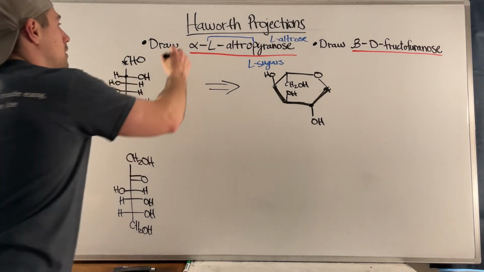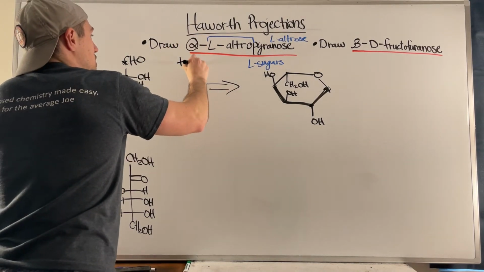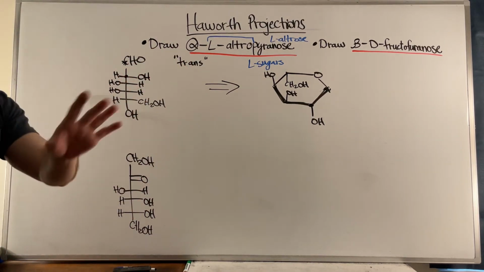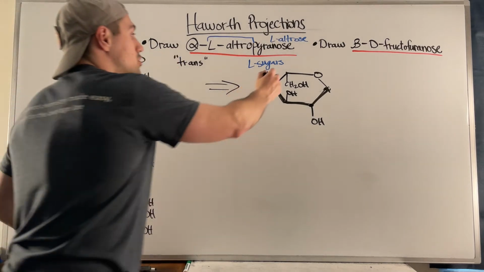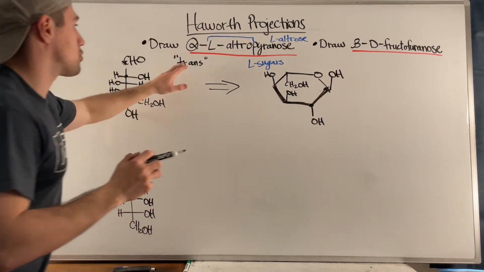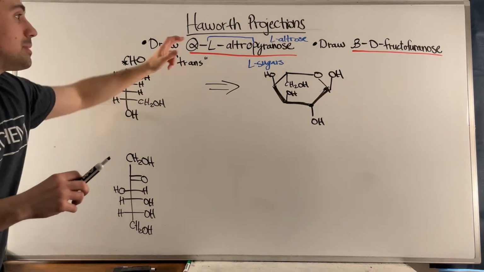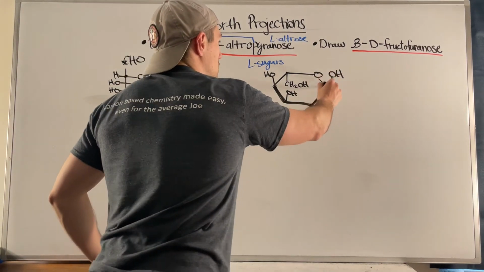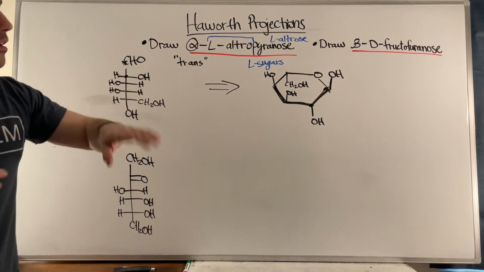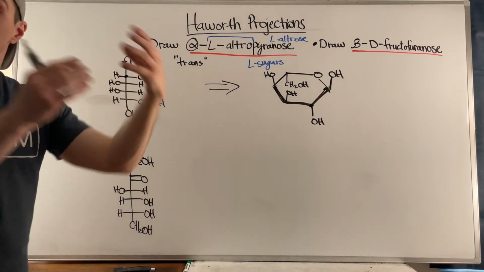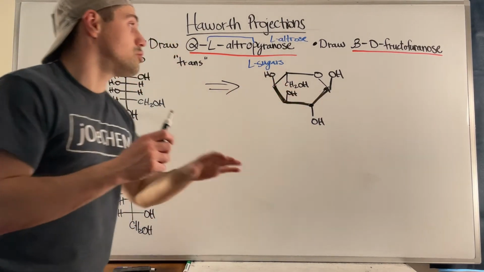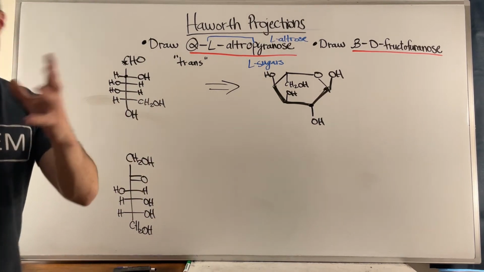Now, remember, alpha means that the CH2OH and the anomeric alcohol are trans. I wanted to do an example of L because now the CH2OH is down, which means that to honor the trans definition of what it means to be alpha, the anomeric alcohol needs to be up. So don't cement in your brain that beta is up, alpha is down. Think of it as beta being cis to the CH2OH and alpha being trans to it, because the CH2OH will flip whether you have a D sugar or an L sugar.